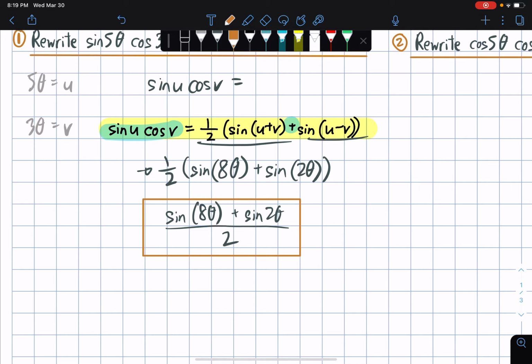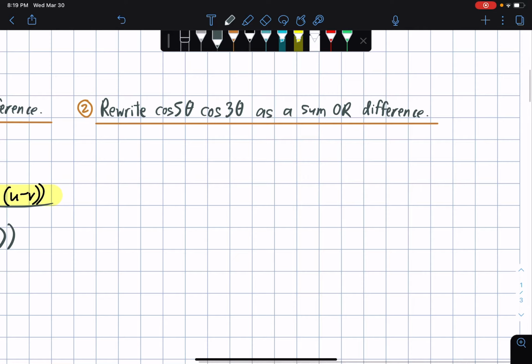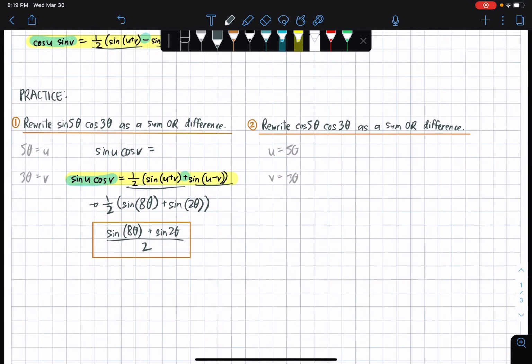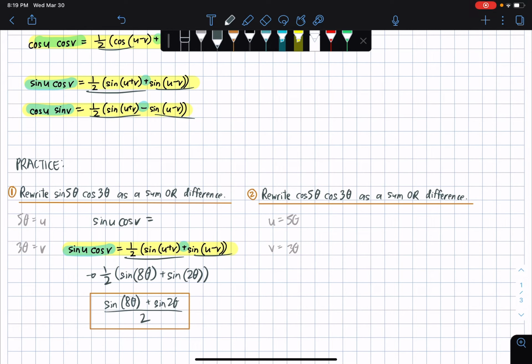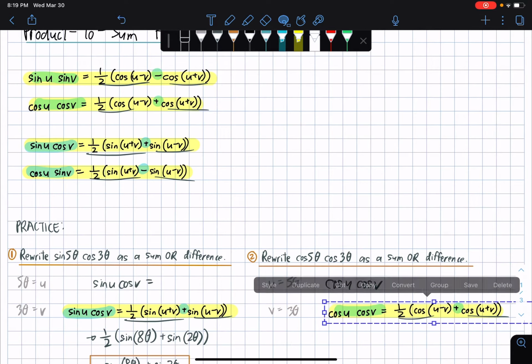Okay, let's move to number 2. Rewrite cos 5 theta cos 3 theta as a sum or difference. For the u variable and the v variable, they will be 5 theta and 3 theta respectively. So cos 5 theta is cos u, then cos v. Cos u cos v, I think this is the formula that suits the problem best.